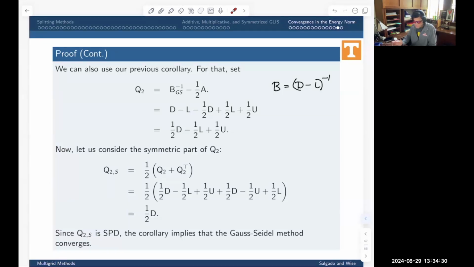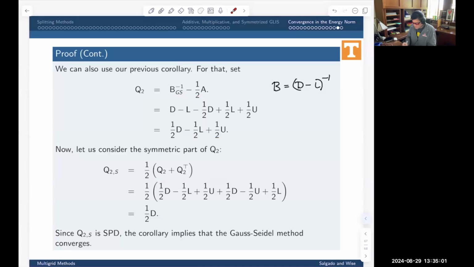But it turns out there's an easier way to do this. The easier way is to just show that the symmetric part of this Q2 matrix is symmetric and positive definite. And if we can do that, then that takes care ultimately of everything we want to show. So let's calculate the symmetric part of this Q2 matrix. So Q2 is this, which we ultimately showed was that. Here's the symmetric part of it.